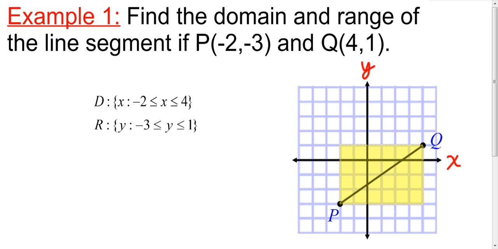If we put this together, you'll see our domain and our range written out on the left. And on the right, if you think about a line segment, the domain and range is constrained by this yellow box.